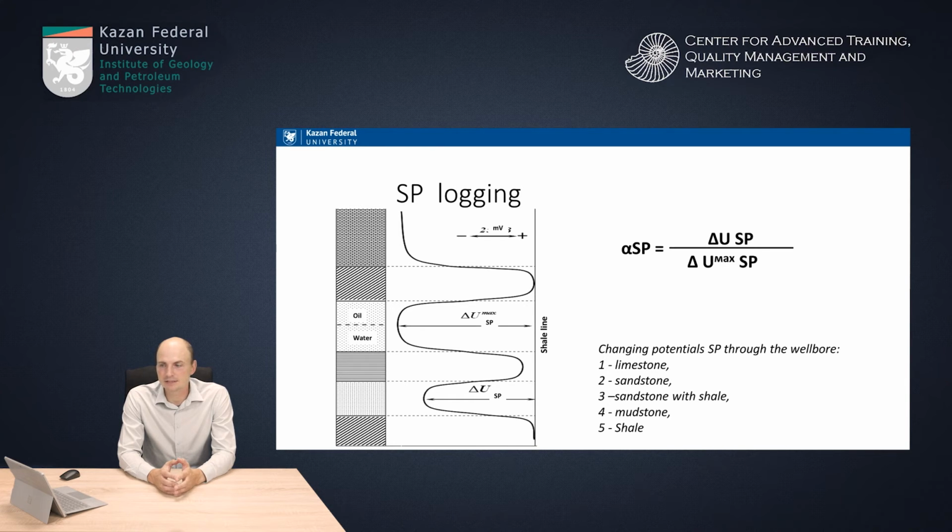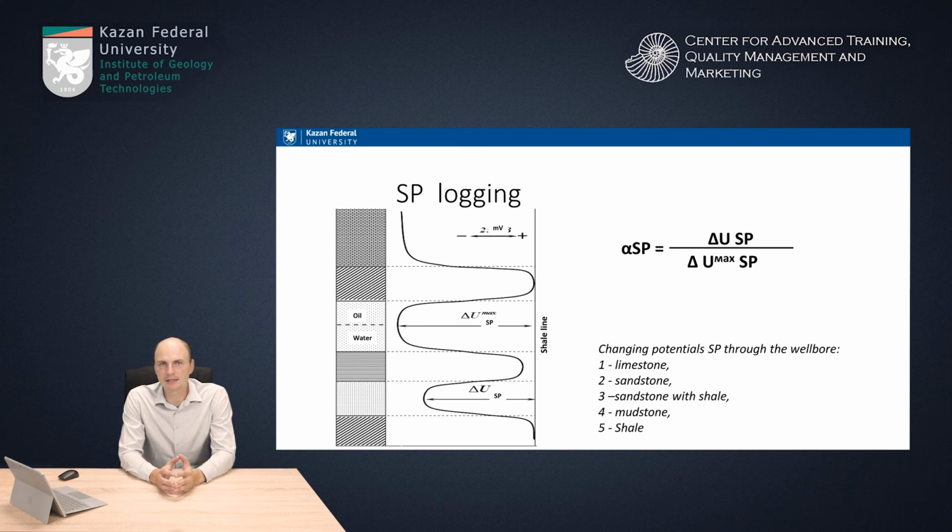As you can see on this log, alpha SP is going to be 0 when delta U SP equals 0. That means alpha SP of 0 corresponds to shale. And vice versa, alpha SP equal to 1 corresponds to delta U SP equal to delta U SP maximum. That means alpha SP equal to 1 corresponds to clean rock.